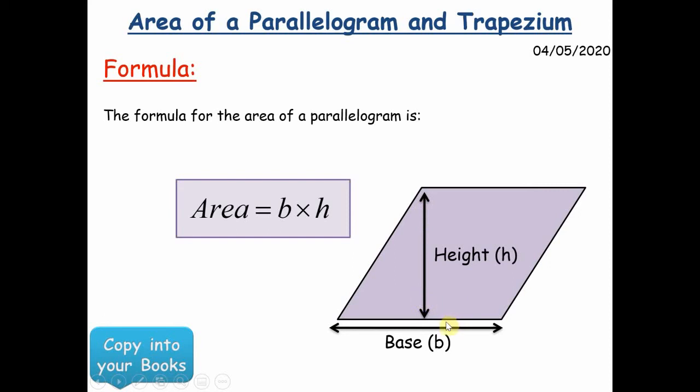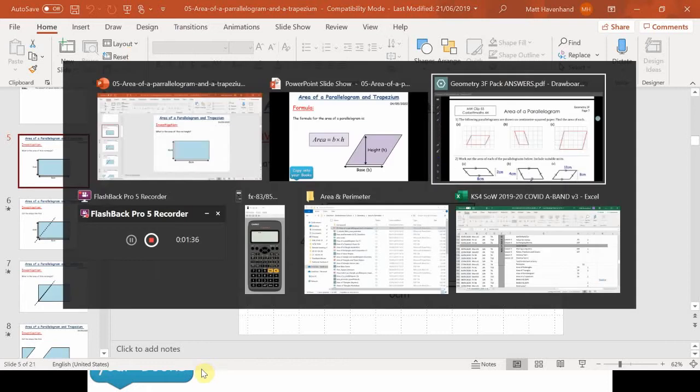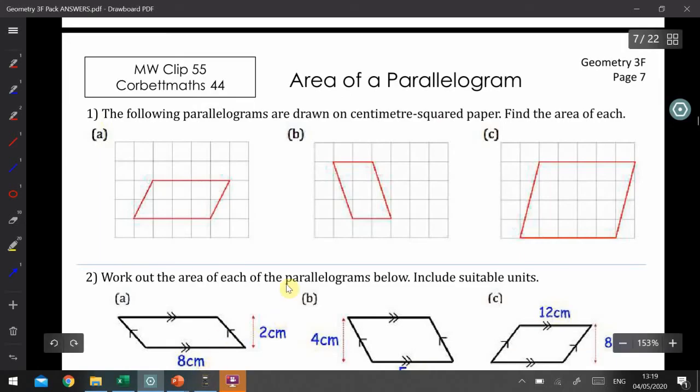Okay, so let's switch back to the pack and have a look at those questions. So here we've got a base of 4 centimetres and it has a height, perpendicular height of 2, so its area is 2 times 4, 8 square centimetres. Have a go at the others and then pause the video and click on play to see the answers.